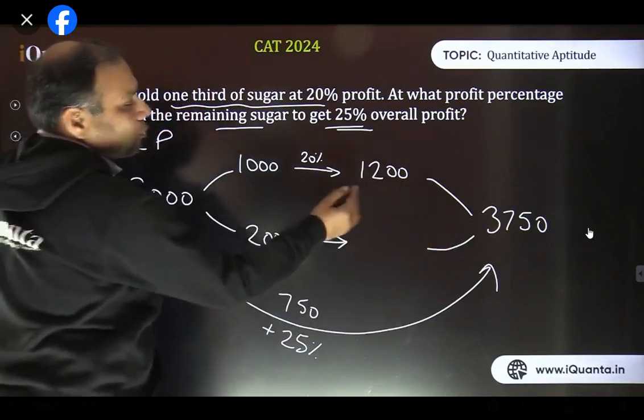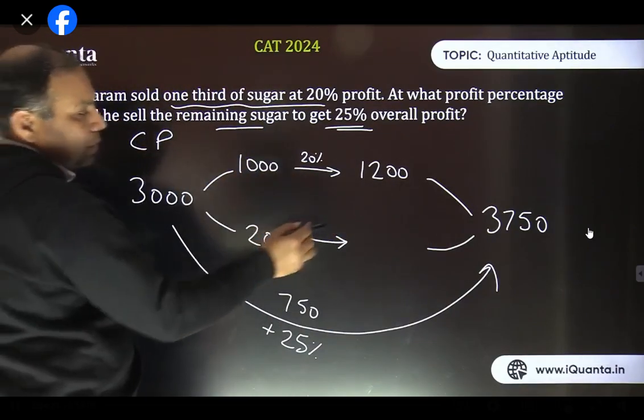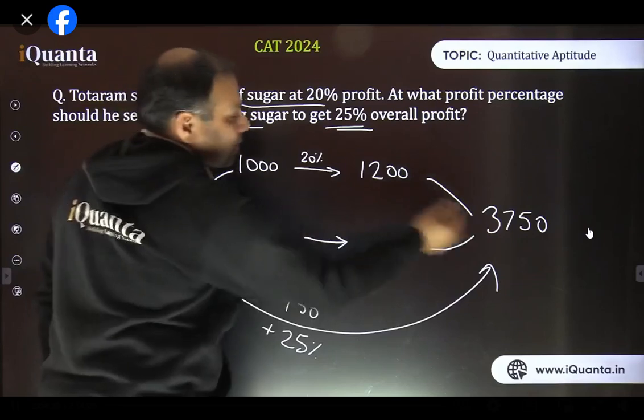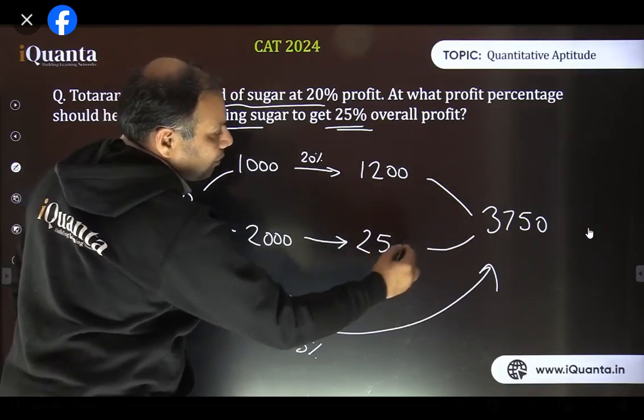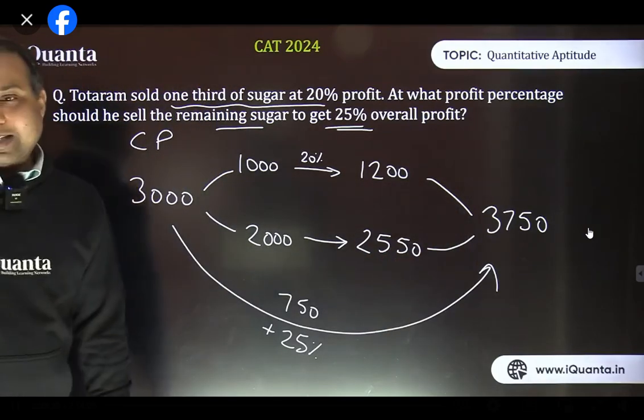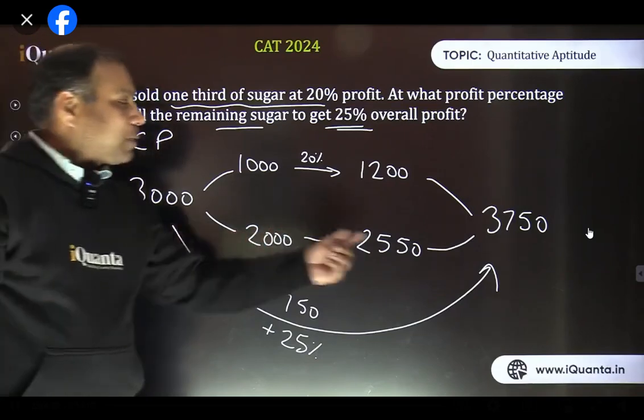So 1,200 we have got from the first part of the sugar. So the remaining selling price of the remaining sugar should be how much? Just subtract. So it will be 2,550, isn't it? That's it. So we just need to calculate how much profit percent we have got here.